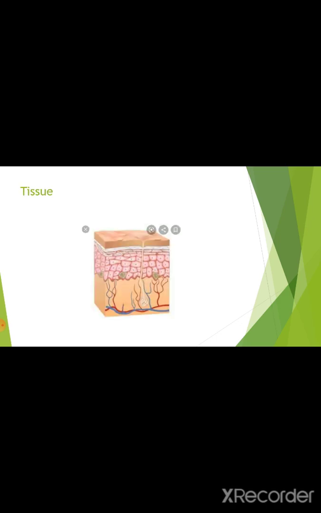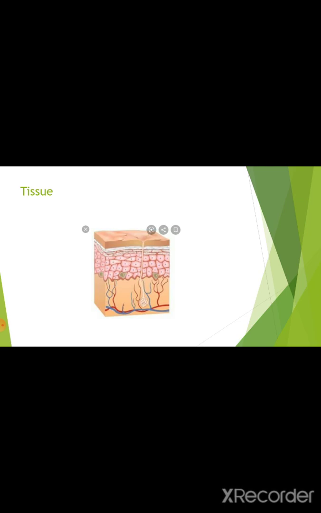Next, tissue. A group of similar cells that perform a specific function is called a tissue. Examples are the surface cells of skin, which form a tissue called epidermis. The chlorophyll-containing cells of a leaf form a tissue called chlorenchyma. The cells that carry food from the leaves to the different parts of the plant form a tissue called phloem. Plants and animals have different types of tissues.